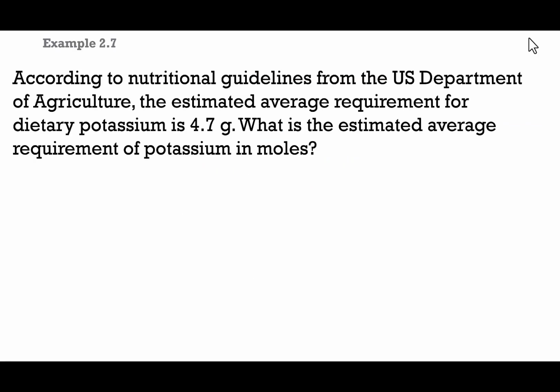So let's look at an example. According to the national guidelines from the U.S. Department of Agriculture, the estimated average requirement for dietary potassium is 7.4 grams. What is the estimated average requirement of potassium in moles? Okay. So what are we going to do for every unit conversion problem that has ever existed? Write down the information that's given, the first measurement. So I'm going to write down 4.7 grams. Potassium chemical symbol is K.